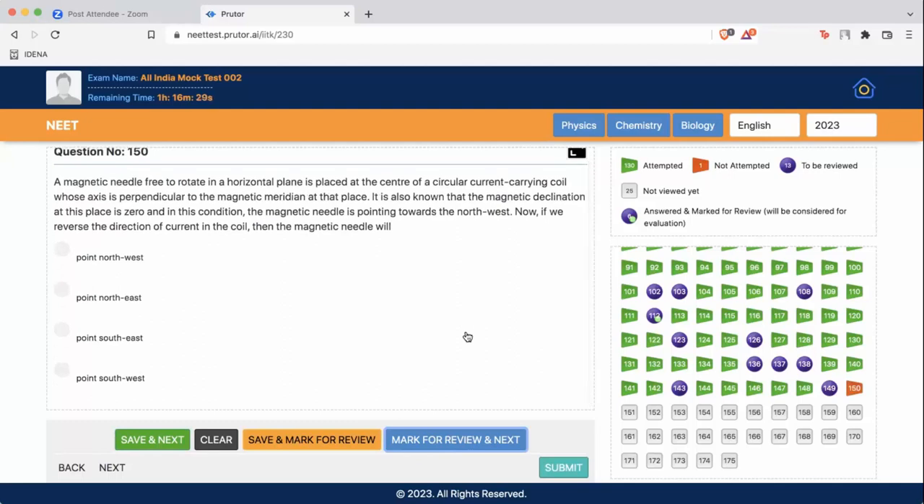A magnetic needle free to rotate in a horizontal plane is placed at the center of a circular current carrying coil with axis perpendicular to the magnetic meridian at that place. So QVB, it will go this way. Magnetic declination at this place is zero, and the magnetic needle is pointing towards northwest. Now if we reverse the direction of current in the coil, it will be in the opposite direction, so it will become southeast. Right, it should be reverse.